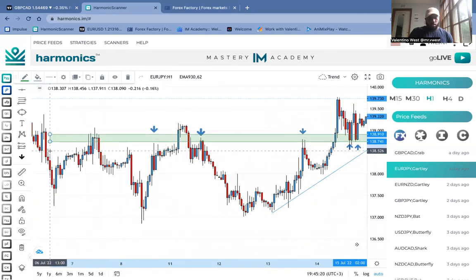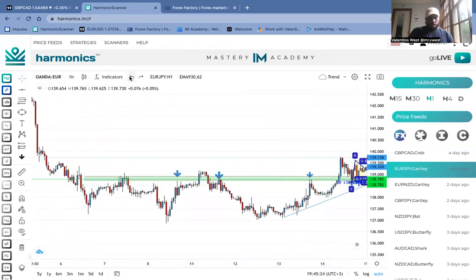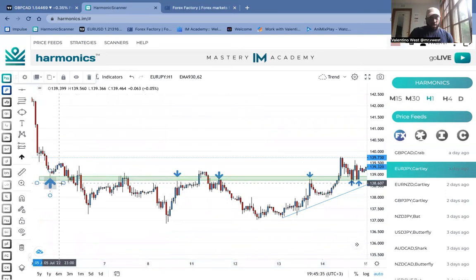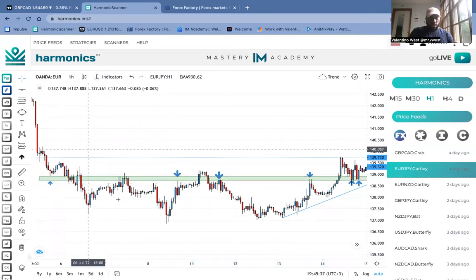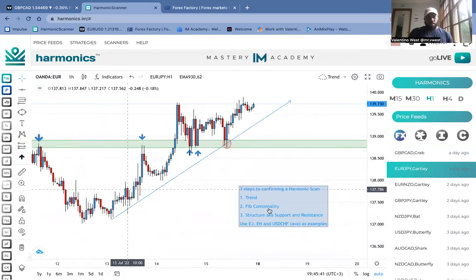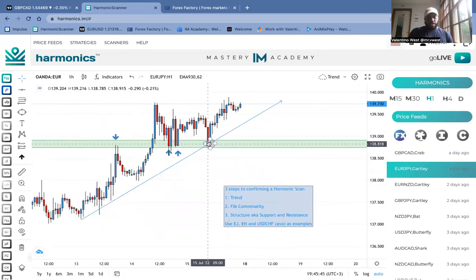But for the most part, this is good structure. This is good structure. And I don't have to keep going, but we can see even over here, we have great structure in this location. So because we've combined trend, fib commonality, and structure, I'm going to take a buy in this location as the market is moving into this area.